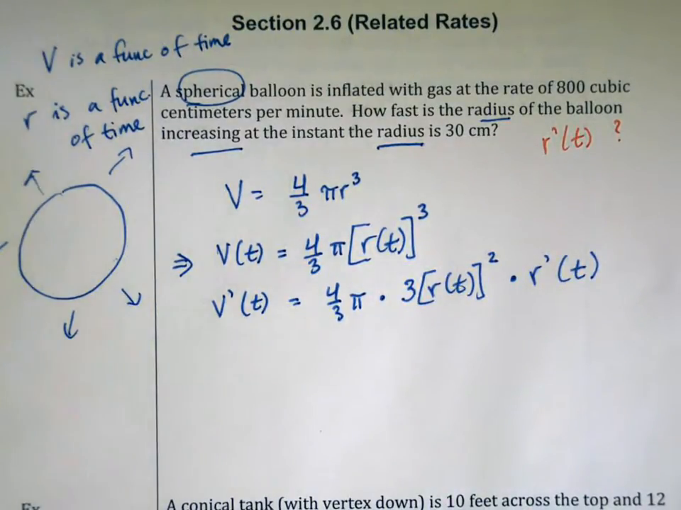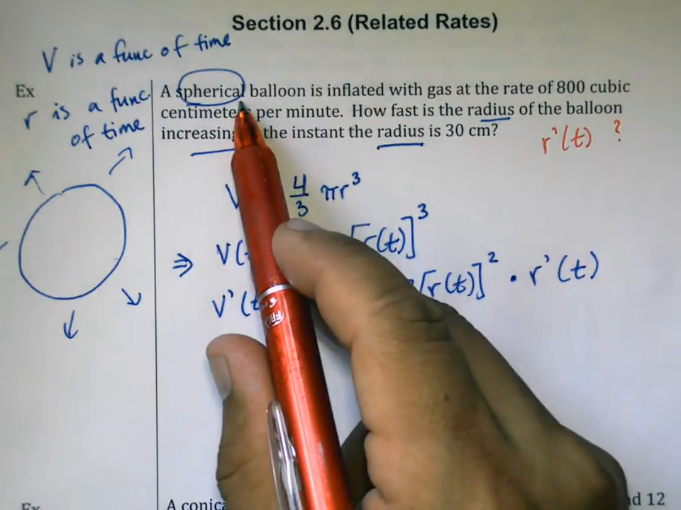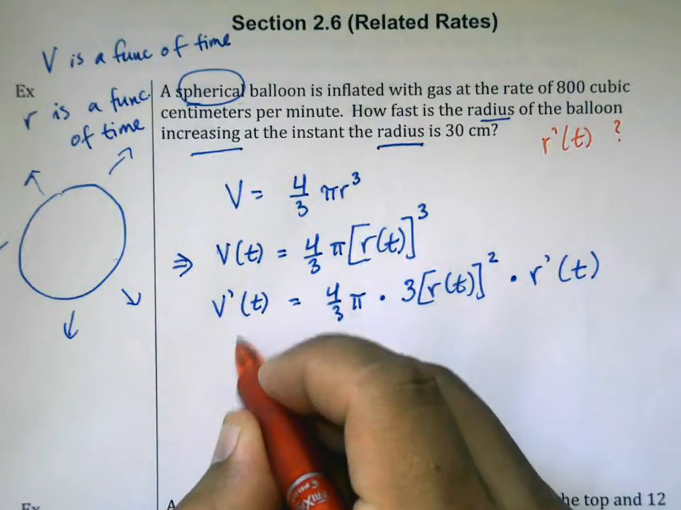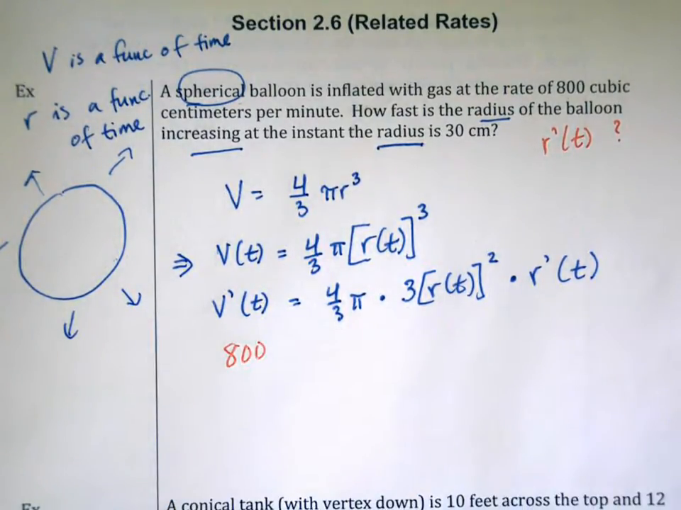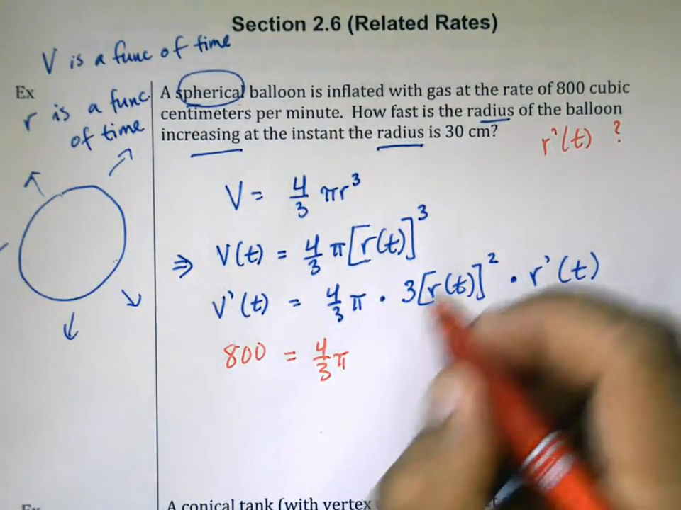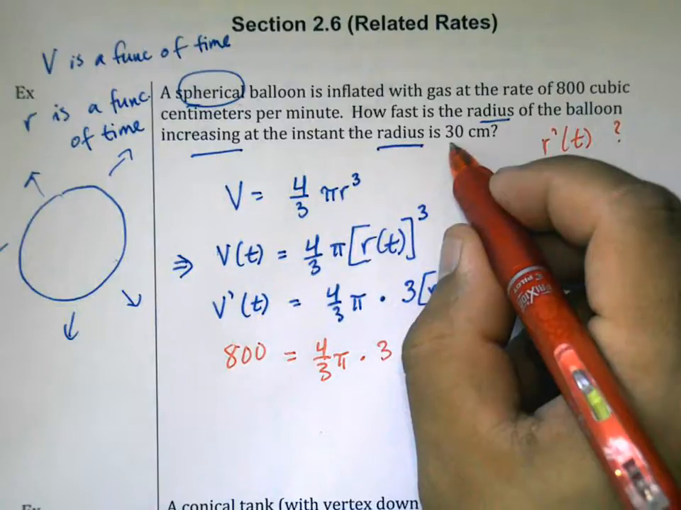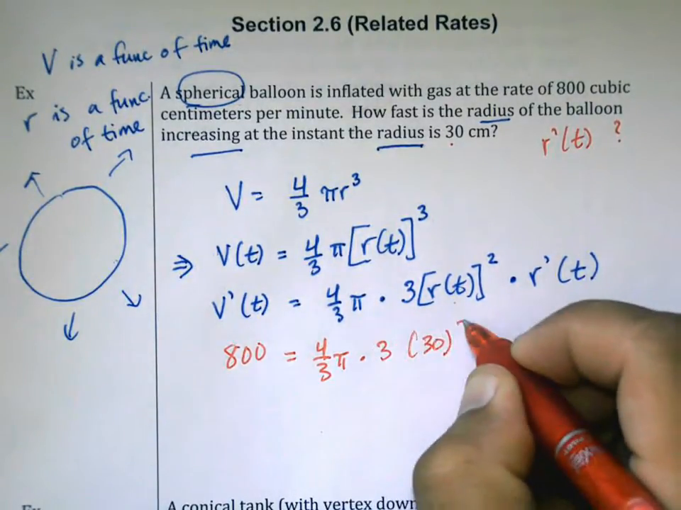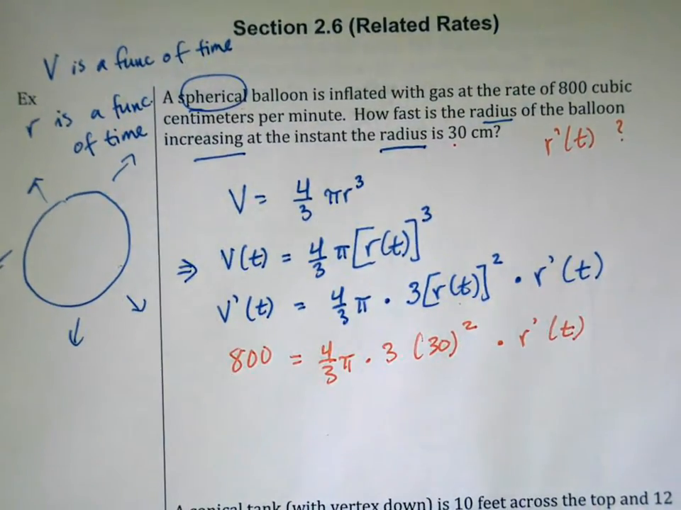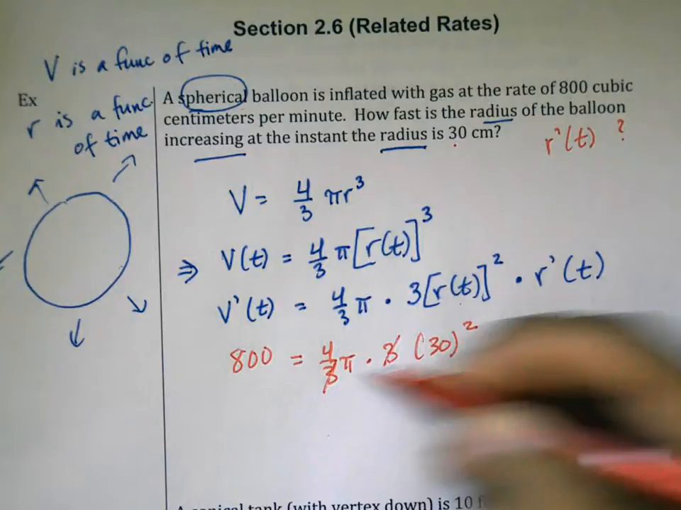Okay, so now we can basically just make some substitutions here. The balloon is being inflated at a rate of 800 cubic centimeters per minute. So that's V prime. That's the rate that the balloon's volume is changing. 4/3 pi times 3. r of t here is actually 30 at this moment. So 30 squared times r prime of t, and we're really solving for r prime of t. So now all that remains is to do some arithmetic. The 3's and the 3's cancel.